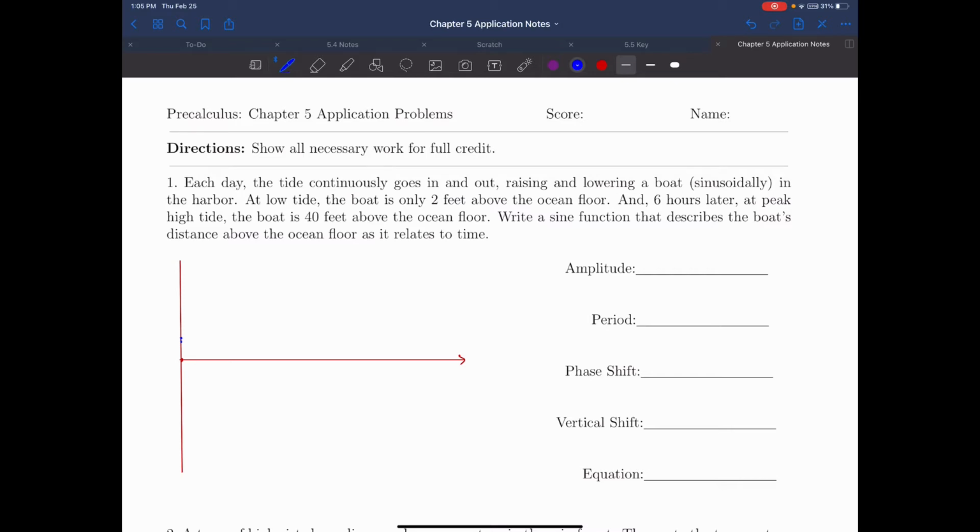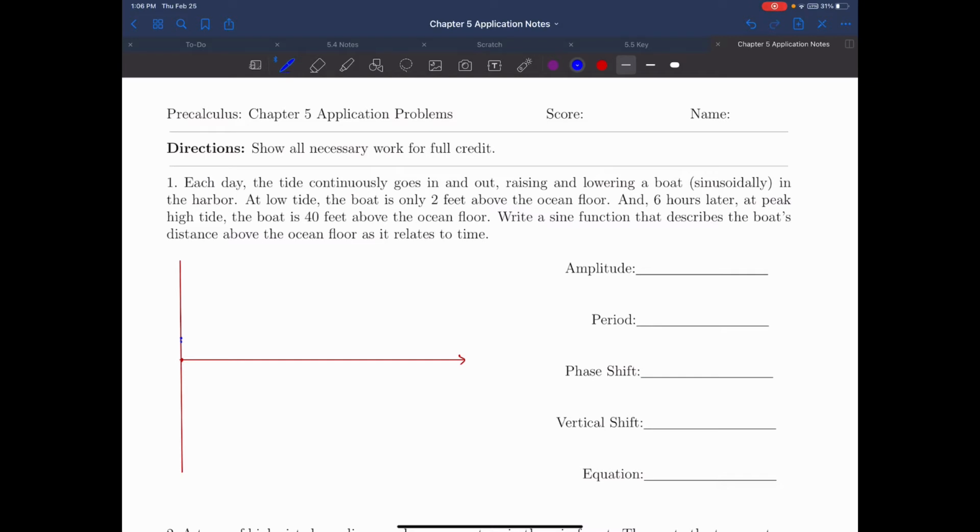So our first one: each day the tide continuously goes in and out, raising and lowering a boat sinusoidally, which just means it's a wave like sine or cosine, in the harbor. At low tide, the boat is only 2 feet above the ocean floor, and 6 hours later at peak high tide, the boat is 40 feet above the ocean floor. Write a sine function that describes the boat's distance above the ocean floor as it relates to time.